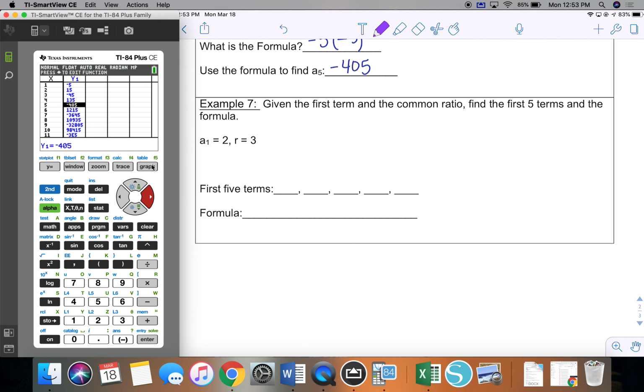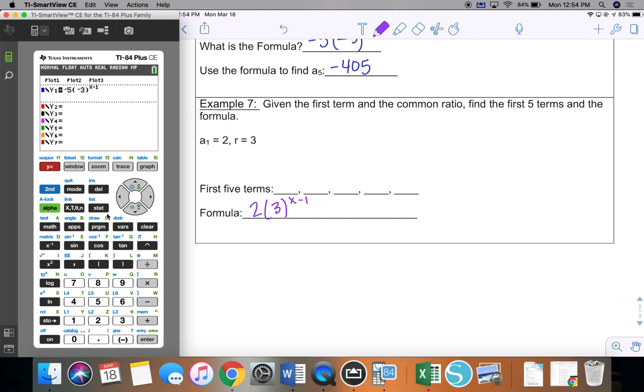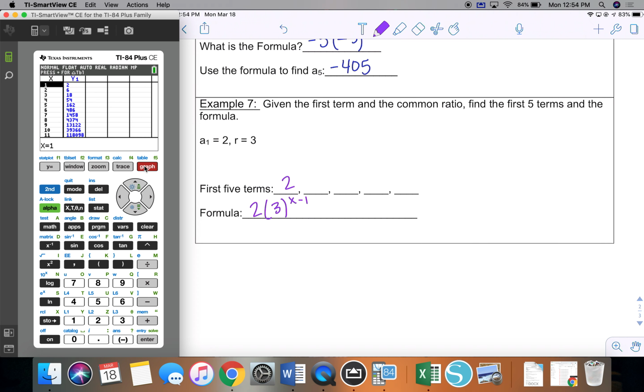Okay. And then example 7, they're giving us the first term and the ratio, and they want the first 5 terms. So our formula is our first term times our ratio raised to the x minus 1. You could also do this by hand if you feel more comfortable doing it that way, but I'm a calculator kind of person. So I have 2, 6, 18, 54, and 162. I'm just writing those first 5 terms, all listed as you see them.